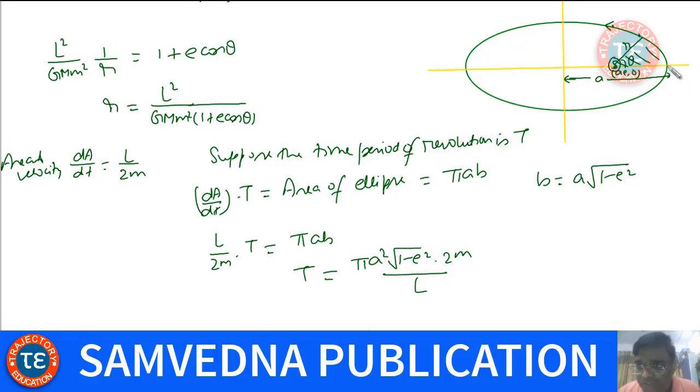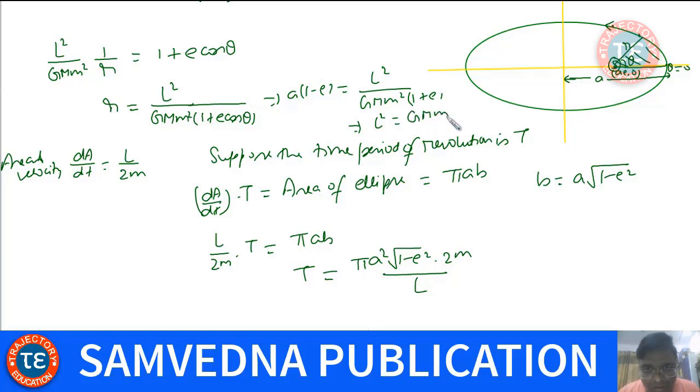See, we have one condition. This is theta equal to 0. At theta equal to 0, what is the value of this r? The value of this r will be a minus ae. See, this is a(1 minus e) at theta equals 0. So this is equal to, at theta equal to 0, 1 plus e. So from here we are getting L squared as GMm squared a(1 minus e squared), and that gives us L equals the square root of GMm squared a(1 minus e squared), right? So let's put it over here.